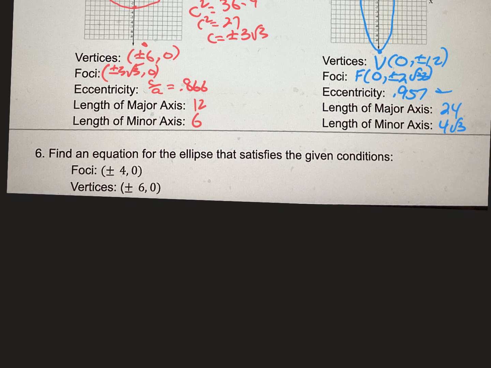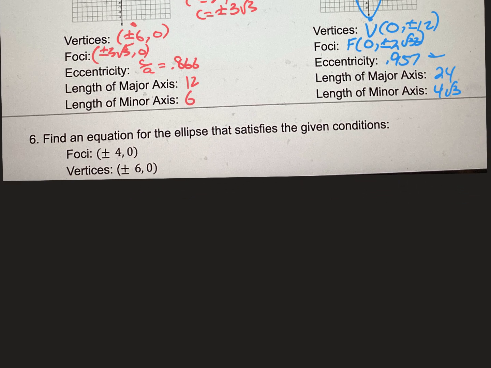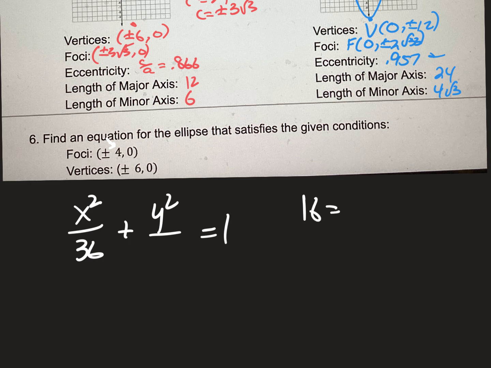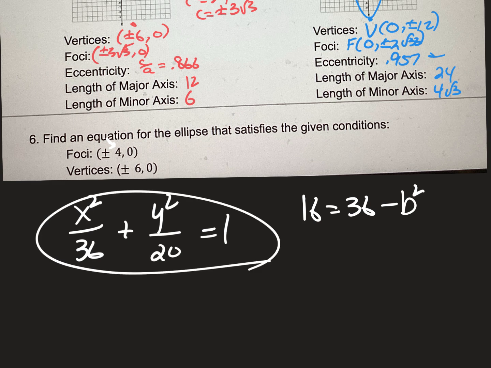Number 6, going backwards. Find an equation of the ellipse with these conditions. Vertices are plus or minus 6, 0. Notice that's the x-axis, so I'm going to square the 6. So we got x squared over 36 plus y squared over something is 1. To figure that out, use what they give you. They gave you the c, which is 4. c squared is 16. 36 minus b squared. So 36 minus 16 is 20. And there you have it.